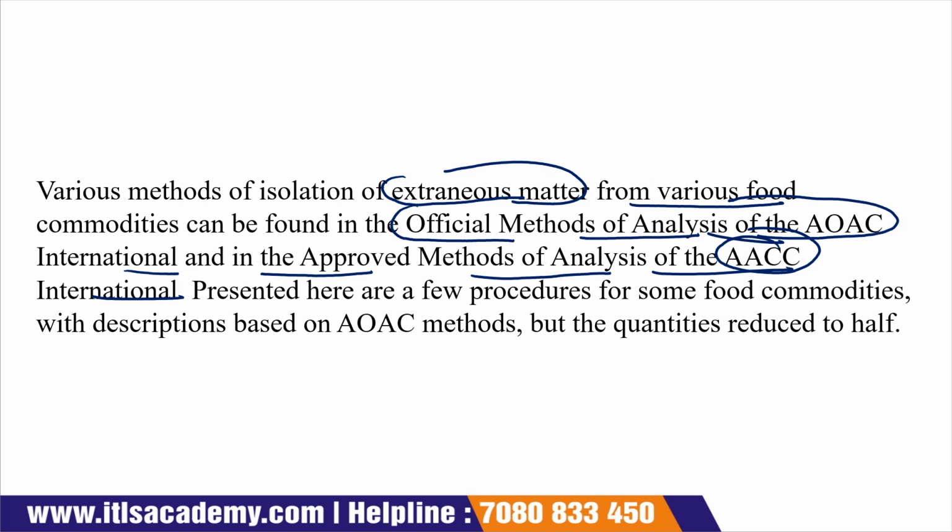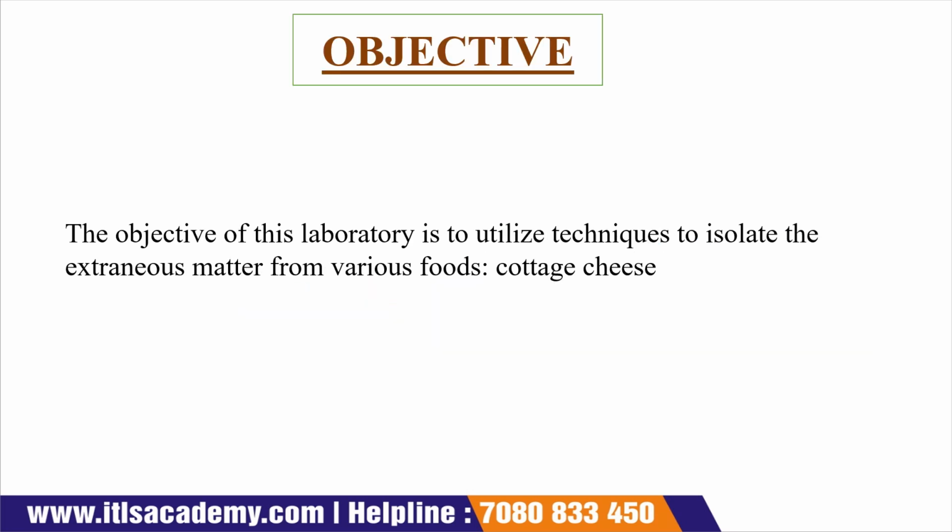It is also presented here, a few procedures for some commodities, which are described based on the AOAC method, but with the quantity reduced to half. So what should we do? We are going to describe the AOAC method, but the quantity that we use is half, okay, and it should be used for the food commodities. Now the next one is your objective.